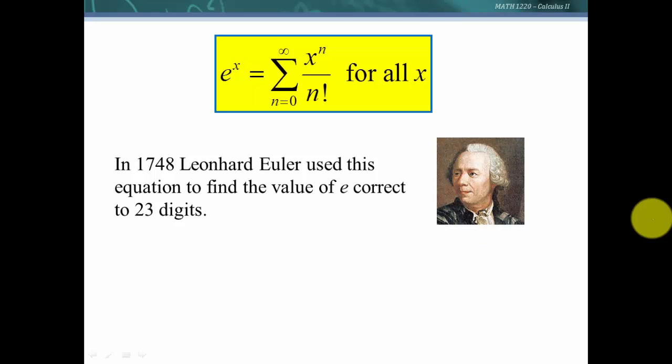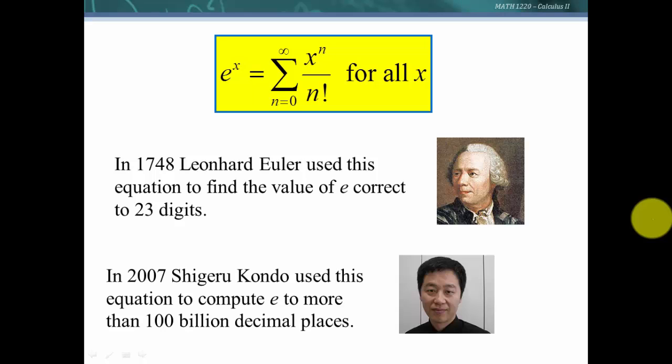In 1748, Leonhard Euler used this equation, and so he was able to find the value of e correct to 23 digits. In 2007, Shigeru Kondo used this equation to compute e. Now obviously he's got lots of computing power now, but he's computed it to more than 100 billion decimal places by using this power series.